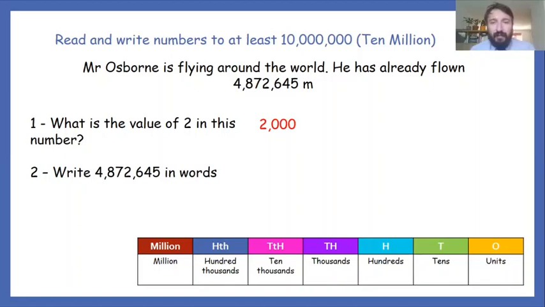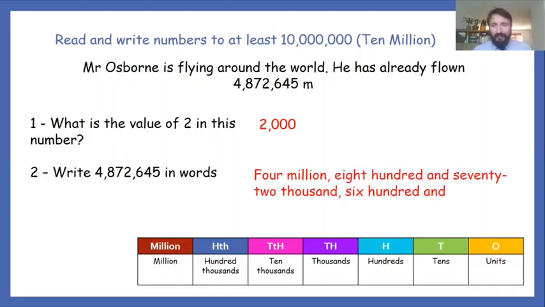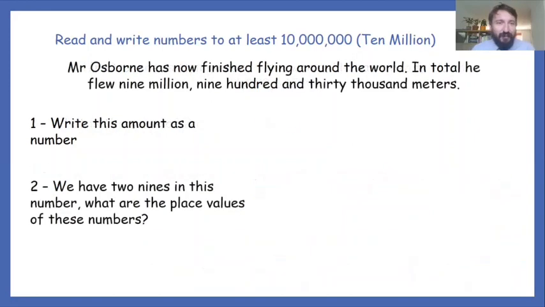Write 4,872,645 in words. If you're doing this, I'm really going to be checking your commas, that you've got your commas in the right place so it makes sense when saying it aloud. Here we go. Nice animation to take us through that. We have 4,872,645. Quite straightforward. Okay, let's move on to the next one.